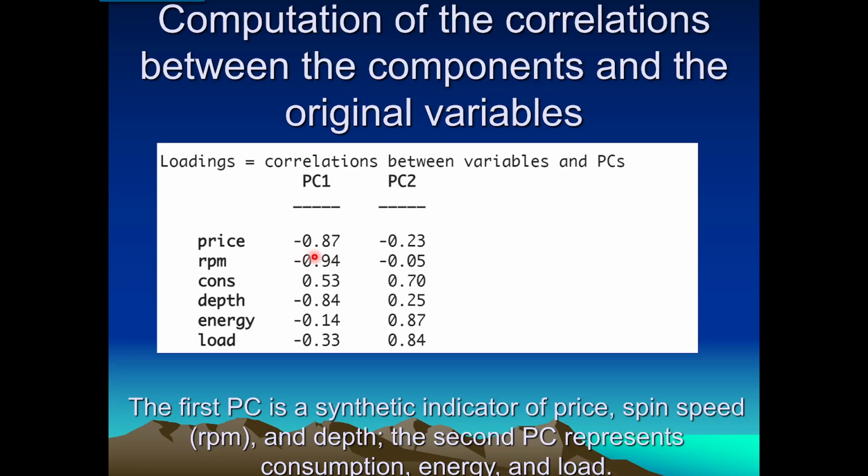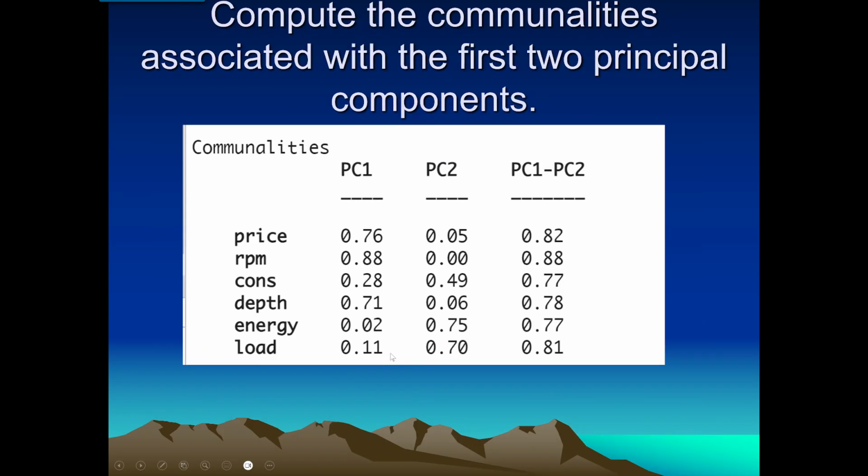here RPM, and then depth minus 0.84, right? So you see, these are the three variables, price, RPM, and depth, that play the most important part in the first principal component. The second is mainly determined by consumption, energy, and load. Then compute the communalities. The communalities, the variable which is best explained is RPM. And all the variables here are explained quite well.